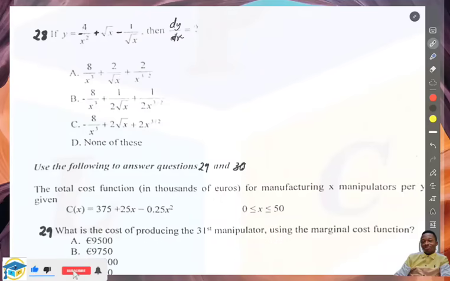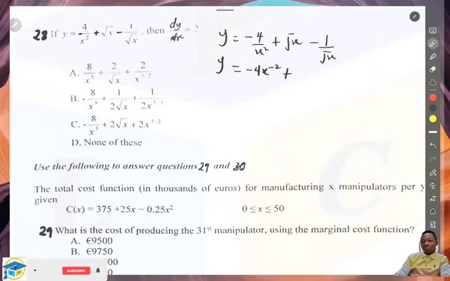Question number 28, we have y equal to negative 1 over x squared plus square root x minus 1 over square root x. Remember, we can write all this in a linear form by saying that y should be equal to negative 4x to the power negative 2. I hope you agree with me on that.